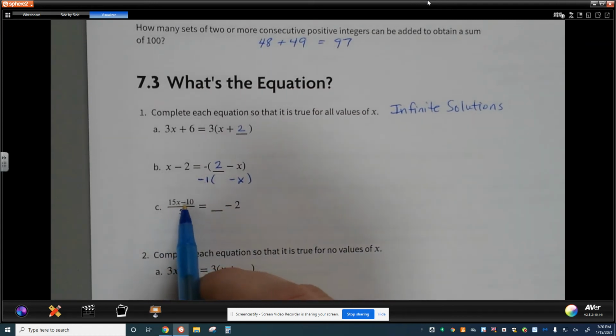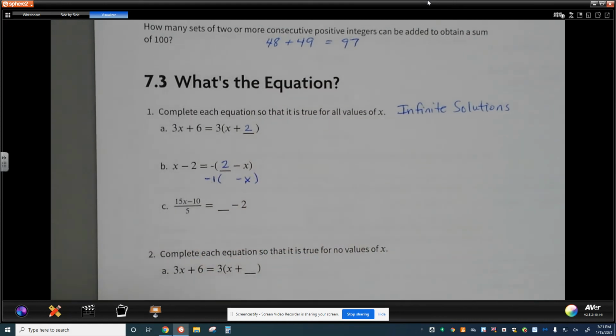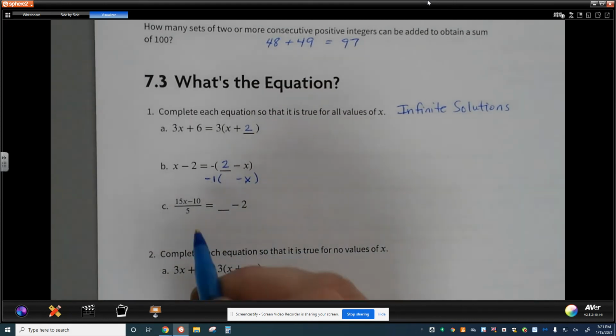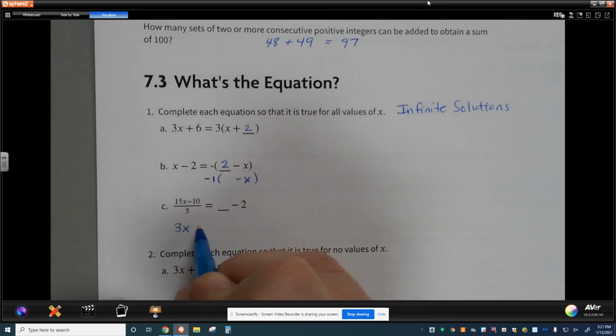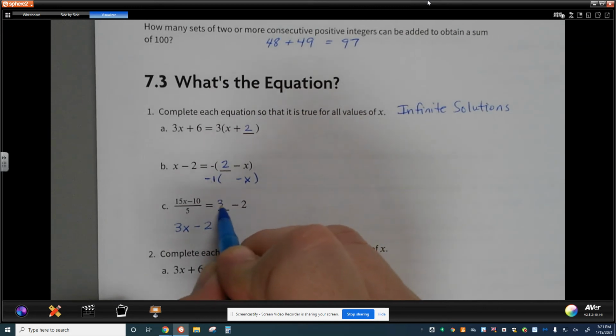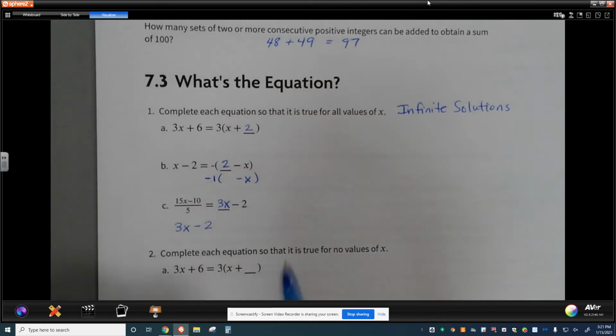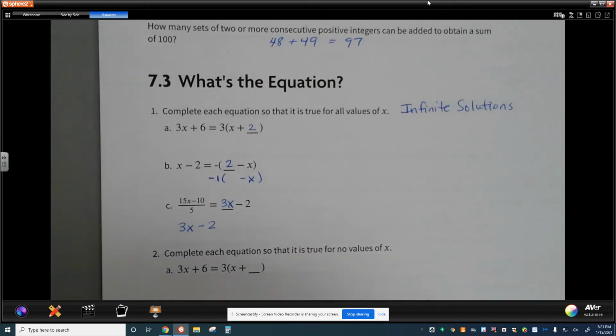I see 15 times x minus 10 divided by 5 is equal to something minus 2. Let's see. I know that I can simplify this first before I freak out about a fraction. Let's just look. 15 times x divided by 5 is 3 times x. And a minus 10 divided by 5 is a minus 2. Well, that's it. 3 times x has to fill in that blank so that I know that this expression is exactly like this expression. And I know this expression is exactly like this expression because under division, I got that expression. So there we go.